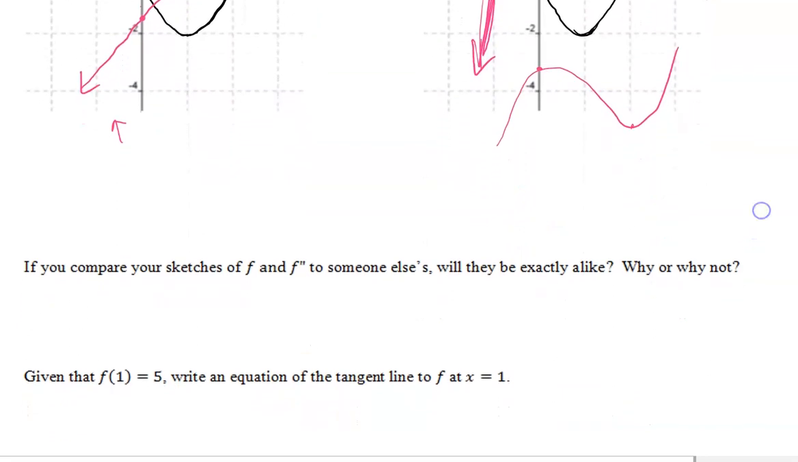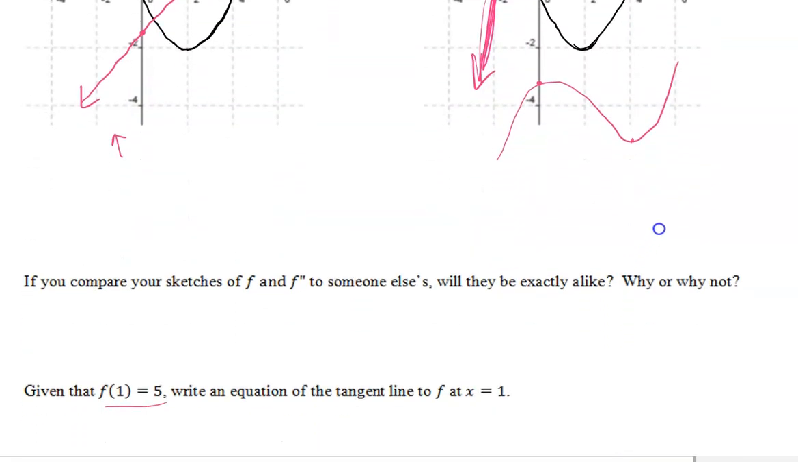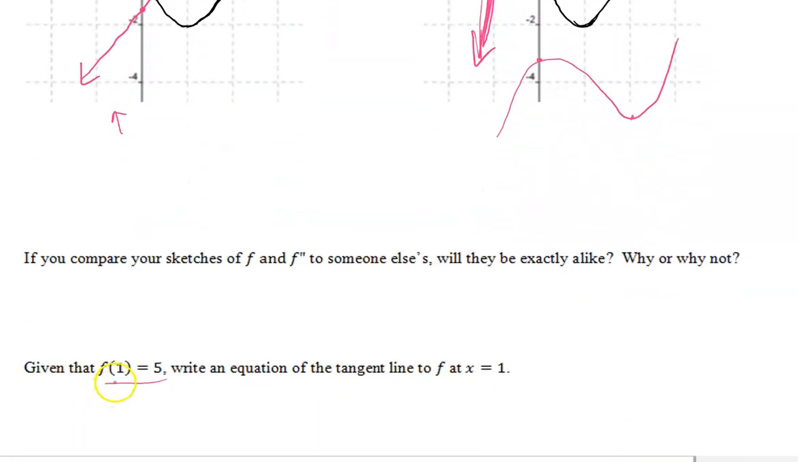Okay? All right, given that f of 1 equals 5, write an equation of the tangent line to f at x equals 1. So now we have a point on the function f. Now, is 1, 5 on my graph? No, it is not. Mine's somewhere right around 1, 3, but that's okay. So this f is a little bit higher. They're telling us the point 1, 5 is on the graph of f. Now, because it is on the graph of f and has the same x value, it's going to have a slope of whatever f prime of 1 is equal to.